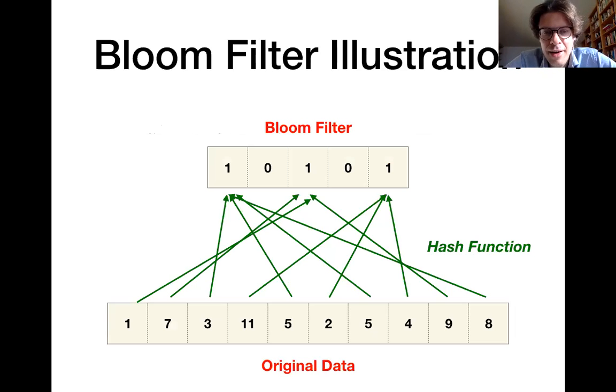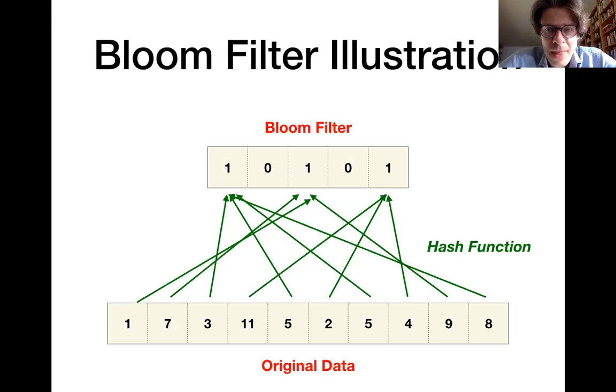Here I'm illustrating that. On the bottom of the slide, you see the original data. Then we apply the hash function, which is represented by those green arrows, which point to the associated hash bucket in the Bloom filter. And here you see in the Bloom filter, we have those bits set to 1, where we have at least one associated item in the original data set. So the Bloom filter is smaller than the original data, as you see here. But on the other side, it is also less precise and loses some information.